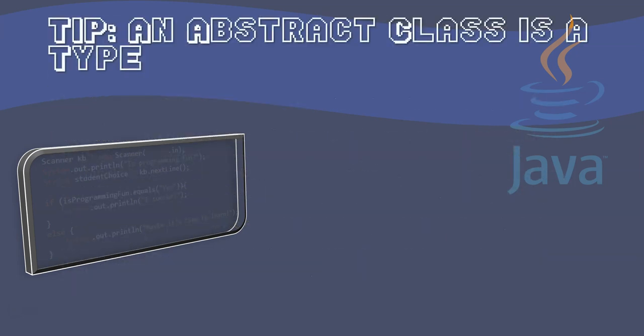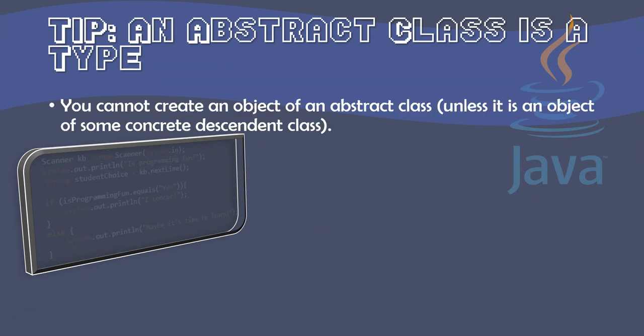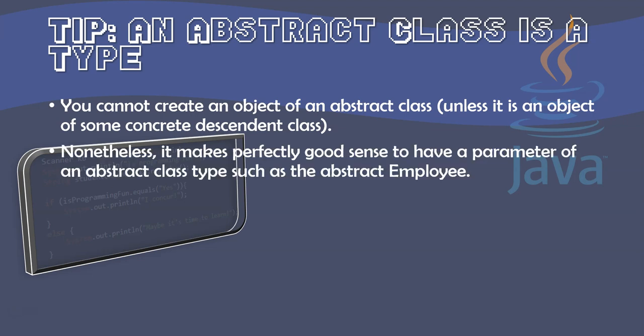All right, and lastly, let's leave you with a quick tip that an abstract class is a type. You cannot create an object of an abstract class, as we already mentioned, unless it's an object of some concrete descendant class. So, for example, if Employee was abstract, and let's say HourlyEmployee was abstract, but let's say FullTimeEmployee was not, well, FullTimeEmployee would be a concrete descendant class.